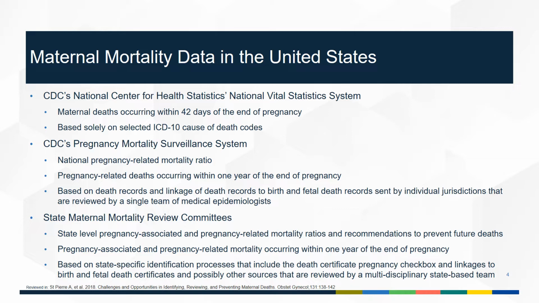The second source is CDC's Pregnancy Mortality Surveillance System, which covers pregnancy-related deaths up to 1 year past the end of pregnancy for the nation. And the third source is located within individual states and tends to focus on recommendations to prevent future deaths based on careful multidisciplinary team review of all available records for pregnancy-associated and pregnancy-related deaths.